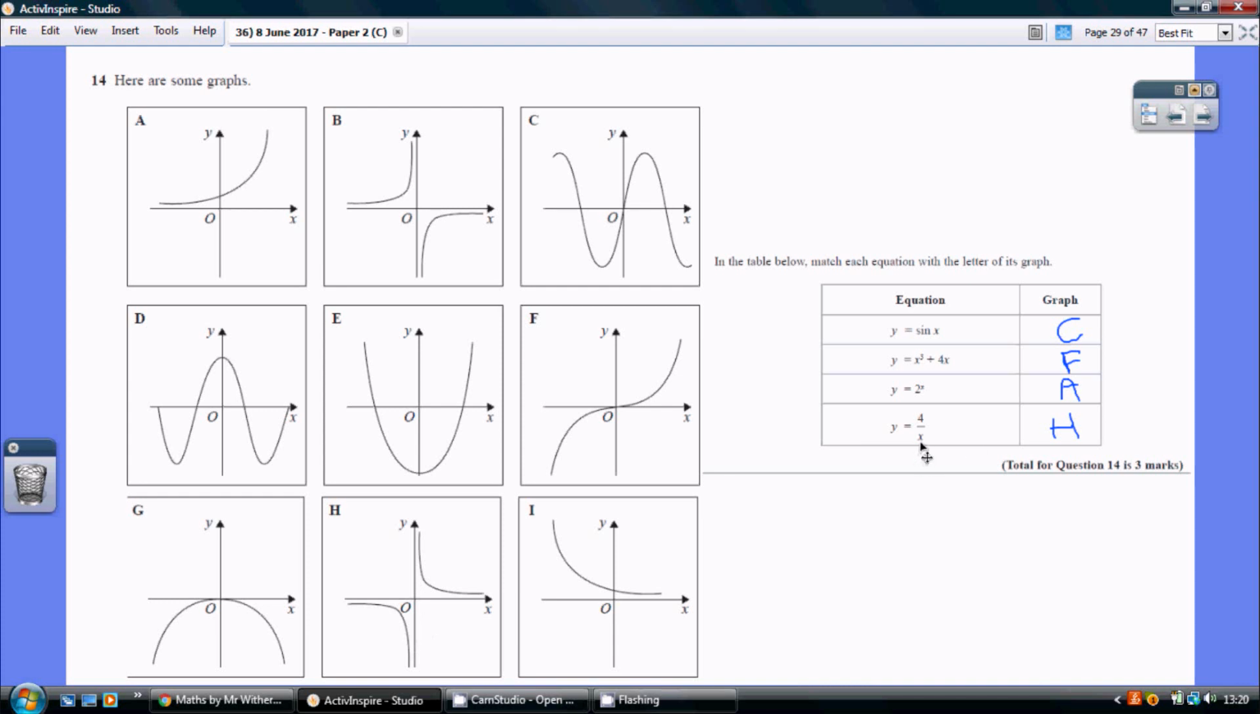When x is, say, 10, we're going to have 4 over 10, which is 0.4. So when x is 10, y is 0.4. So when x is 10, y is going up the stairs, so that must be H rather than B.